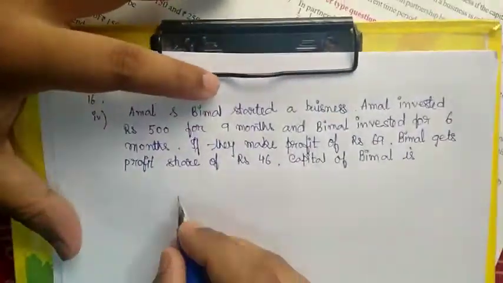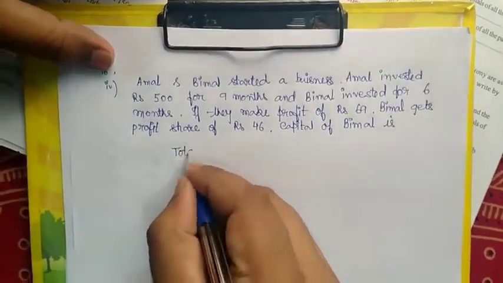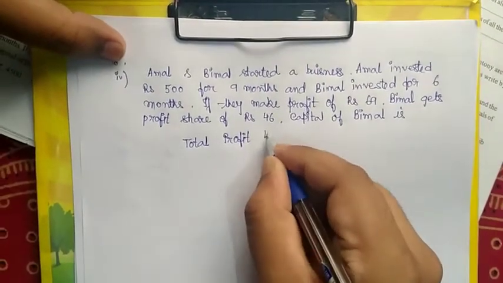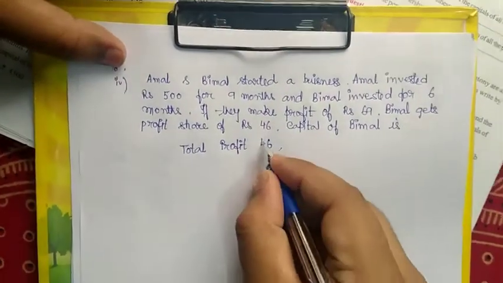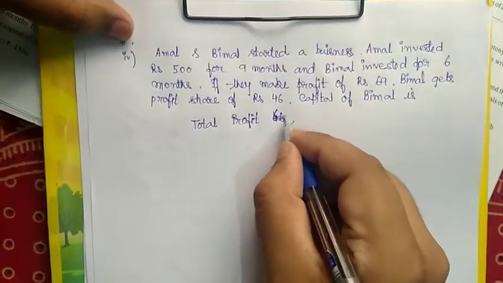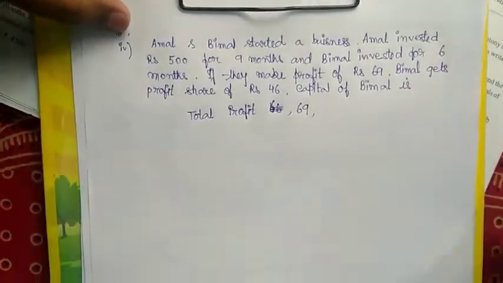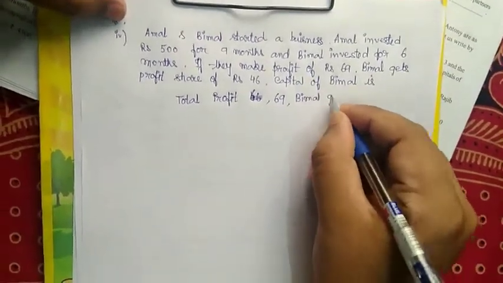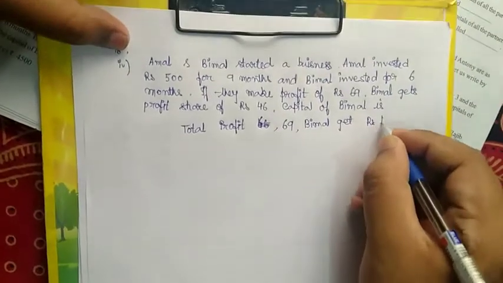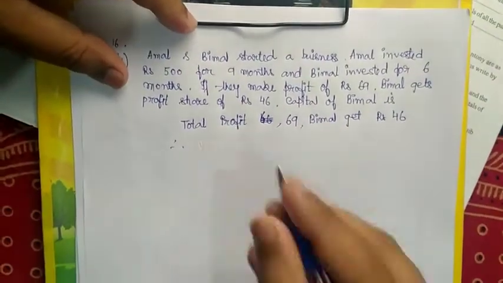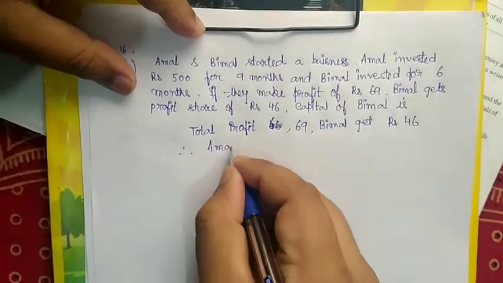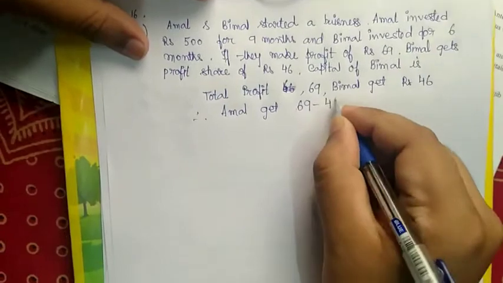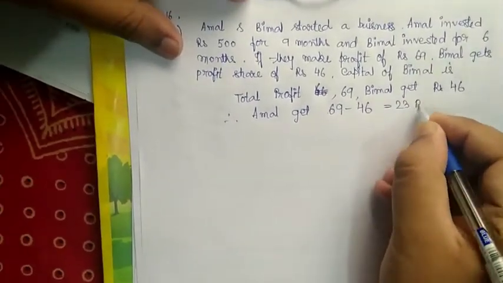So now total profit is equal to 69. Total profit equal to 69 and Bimol gets rupees 46. So therefore Amol gets 69 minus 46 equal to 23 rupees.